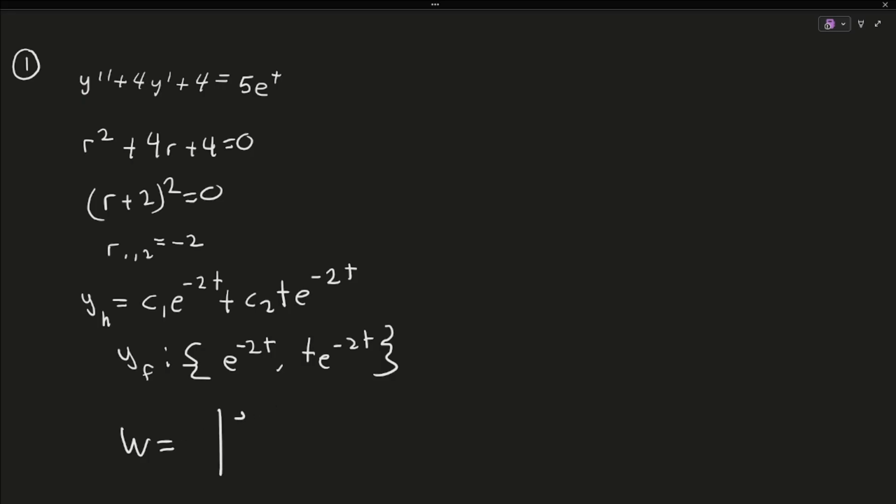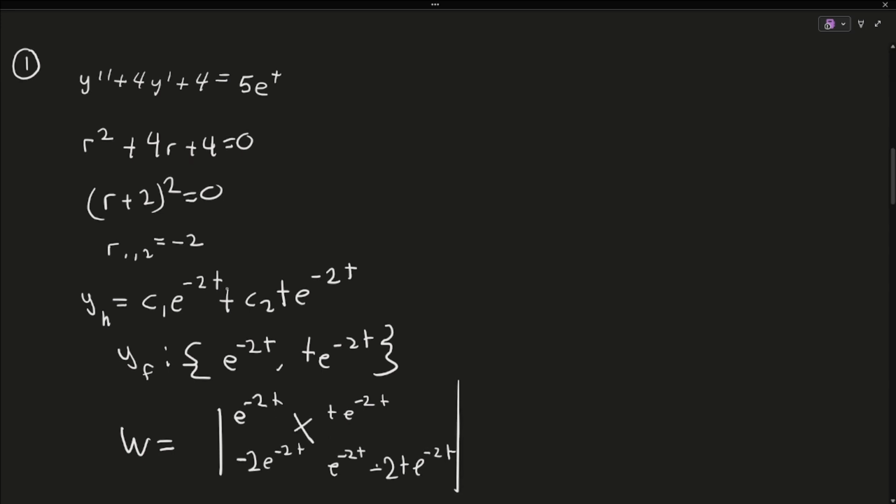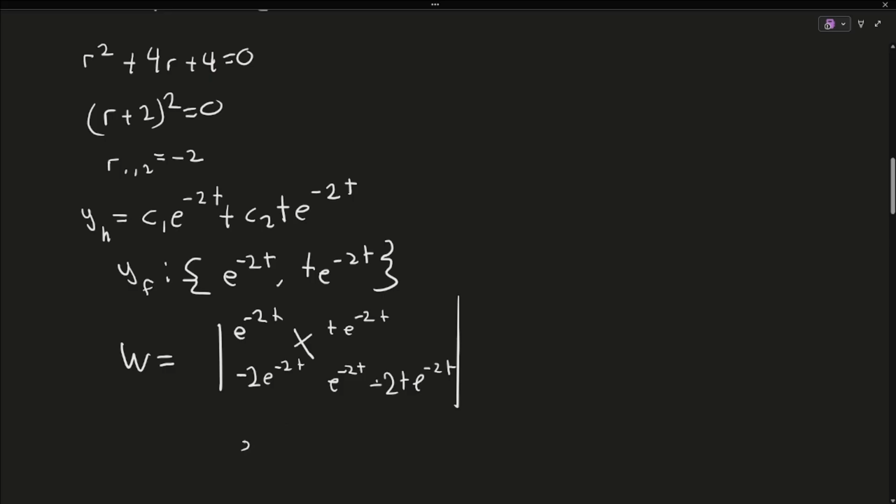So our Wronskian will be, if we put the first solution and the second solution here, and the respective derivatives just like this, e to the minus 2t, minus 2 e to the minus 2t. Okay, and we're going to multiply these ones and subtract these ones. So we will have e to the minus 4t minus 2t e to the minus 4t plus 2t e to the minus 4t. And we will be canceling this, so our Wronskian ends up being e to the minus 4t.